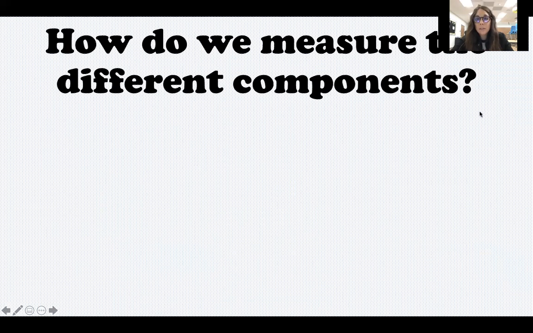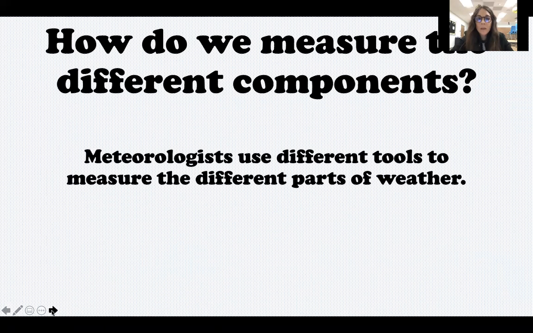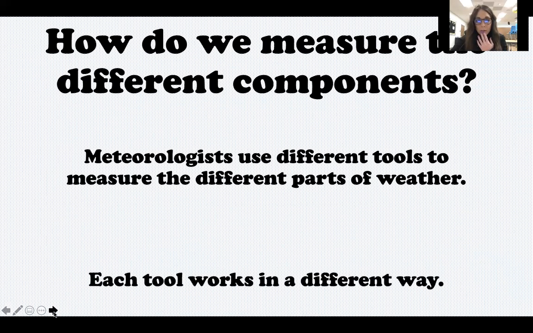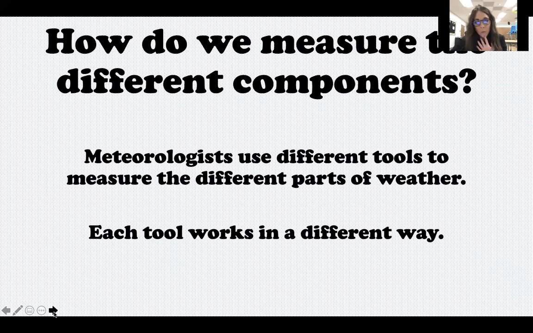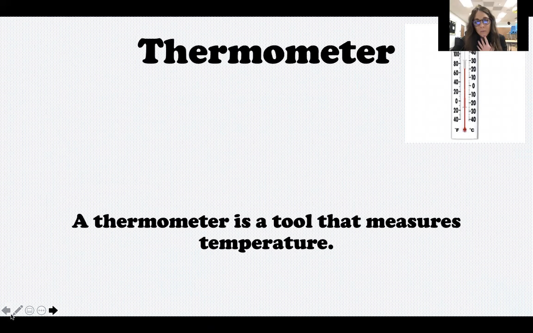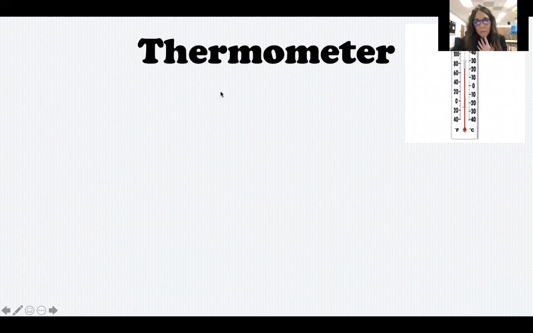So, how do we measure the different parts of weather? Well, meteorologists, who are scientists that study the weather, they use different tools to measure the different parts of weather. Each tool works in a different way. So I told you we're going to be talking about 6 tools today. The first one, and probably the one you're the most familiar with, is called a thermometer. There's a picture of a thermometer. I have another thermometer right here.